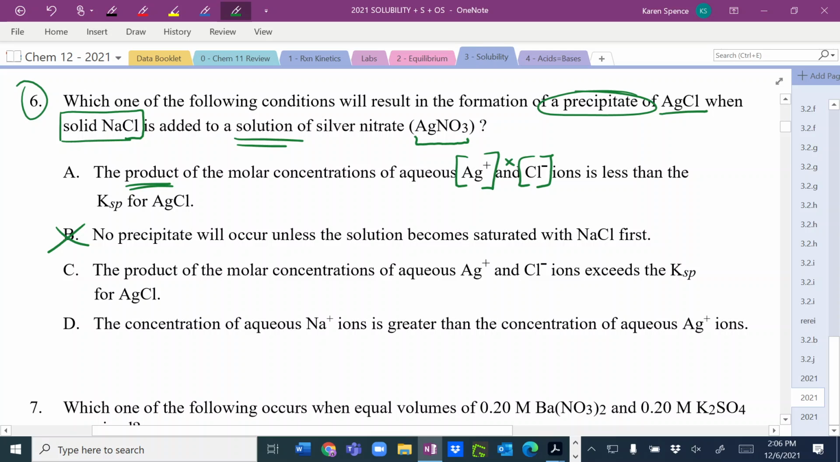The product of the molar concentrations of silver and chloride exceeds. You guys know what exceeds means? Is bigger than. Ksp, will we get a precipitate if that is the case? Yes. So that is our answer.